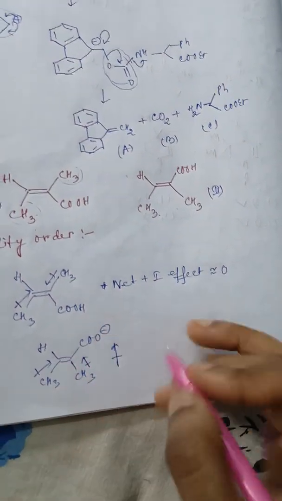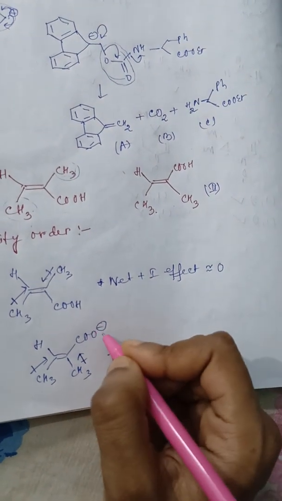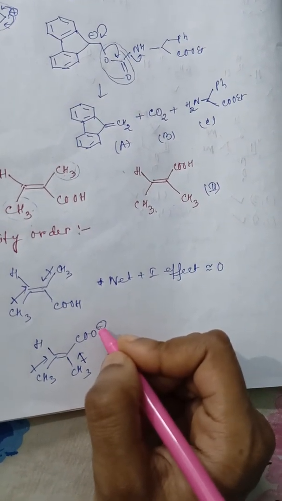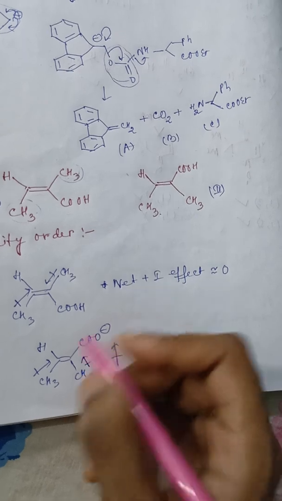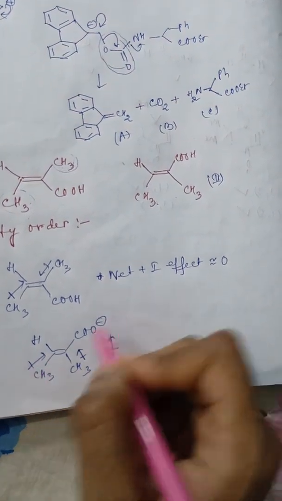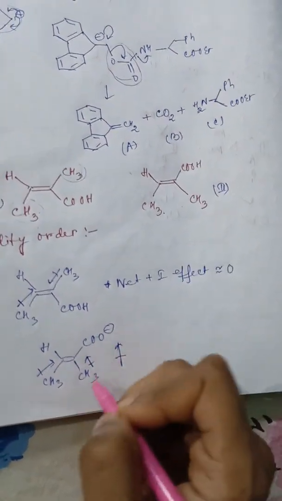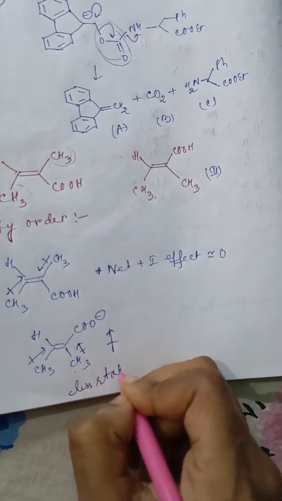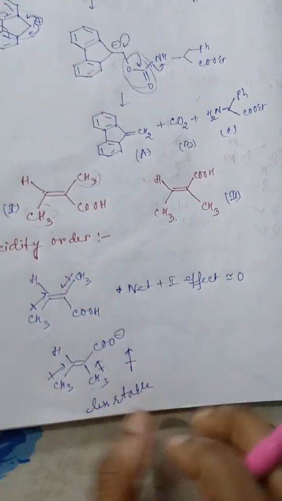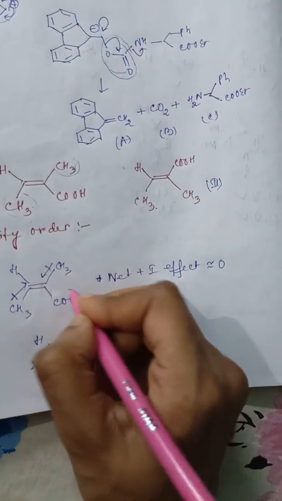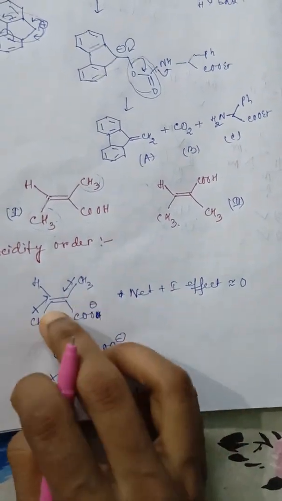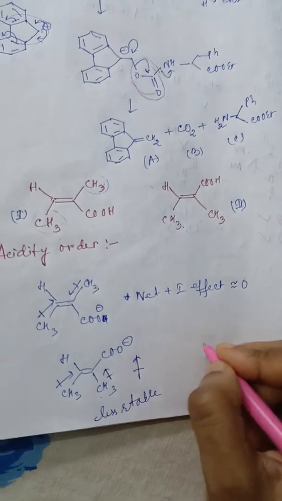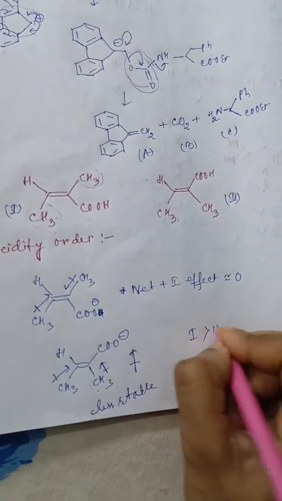This conjugate base becomes unstable because it already has a negative charge. So if the charge gets dispersed, only then it will be stabilized. But here they are only pushing the electrons. That means it becomes less stable compared to this one, if I take this carbanion. So that's the reason the trans is more stable than cis.